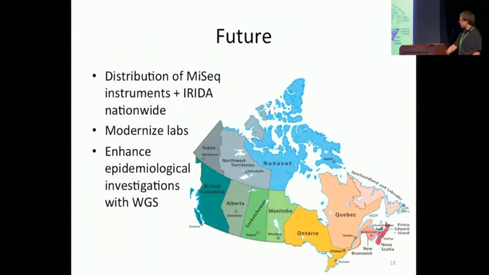For the future, we're currently working on distributing MiSeq instruments plus IRIDA across Canada. The idea being that some will be hosted in Winnipeg in our main lab, where we have a lot of compute infrastructure, but other instances can be hosted at other labs and linked up through our sharing network. And we want to modernize labs and enhance our epidemiological investigations with sequencing data.